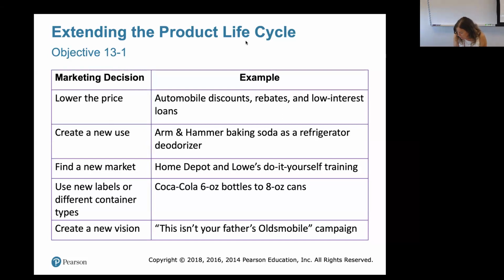Create a new use. Arm & Hammer baking soda was, I guess, at the end of the maturity stage and declining. And they created a new use, saying you put it into the refrigerator as a deodorizer to eat away the smells that are created in the refrigerator. And then they started also saying put it under the sink or next to your trash can and things like that, right? So they created a new use for it.